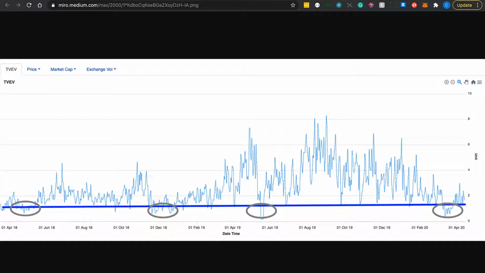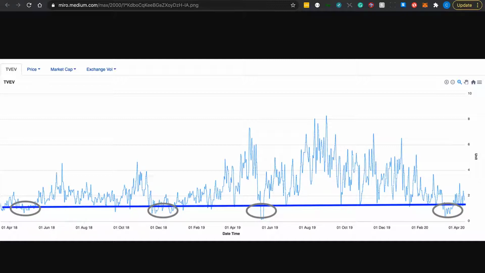Accumulating crypto exchange tokens based on TVEV ratio is way better than just basing your buying decisions on price alone. Most people might buy based on price alone, going on their gut feel that the price is low enough, when actually the price can still go lower. It is like trying to catch a falling knife.